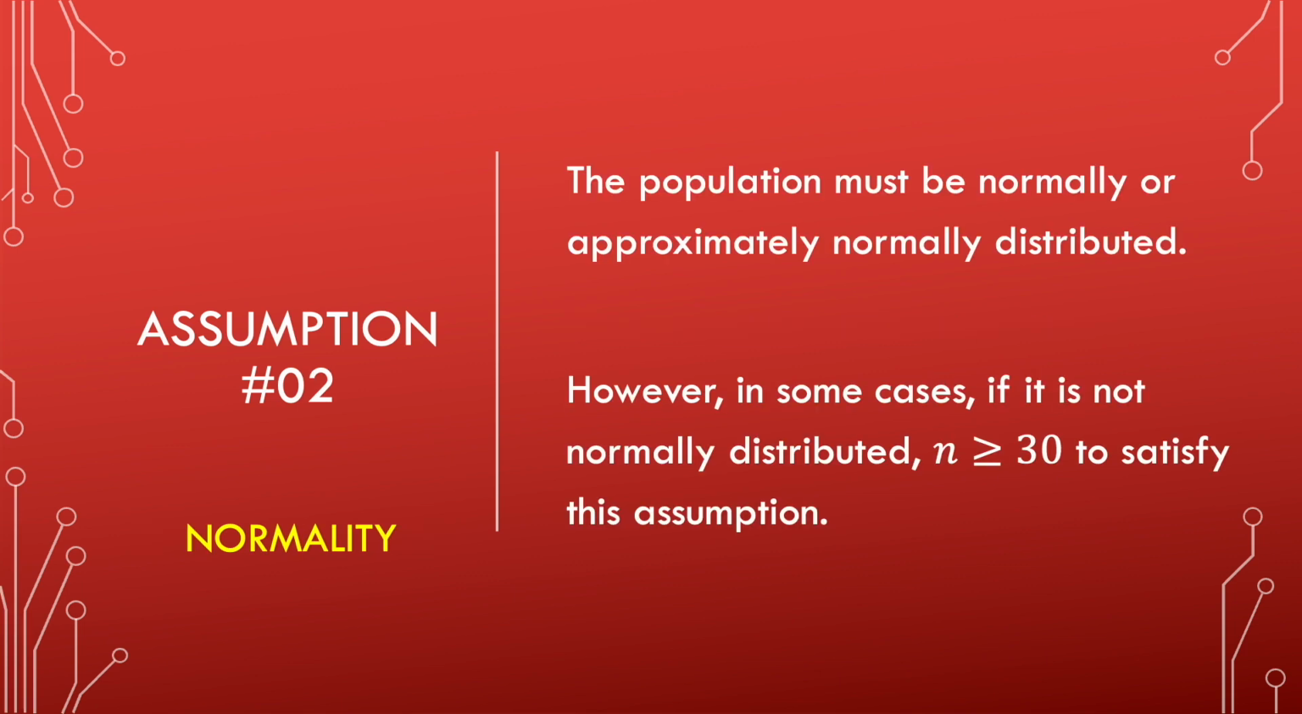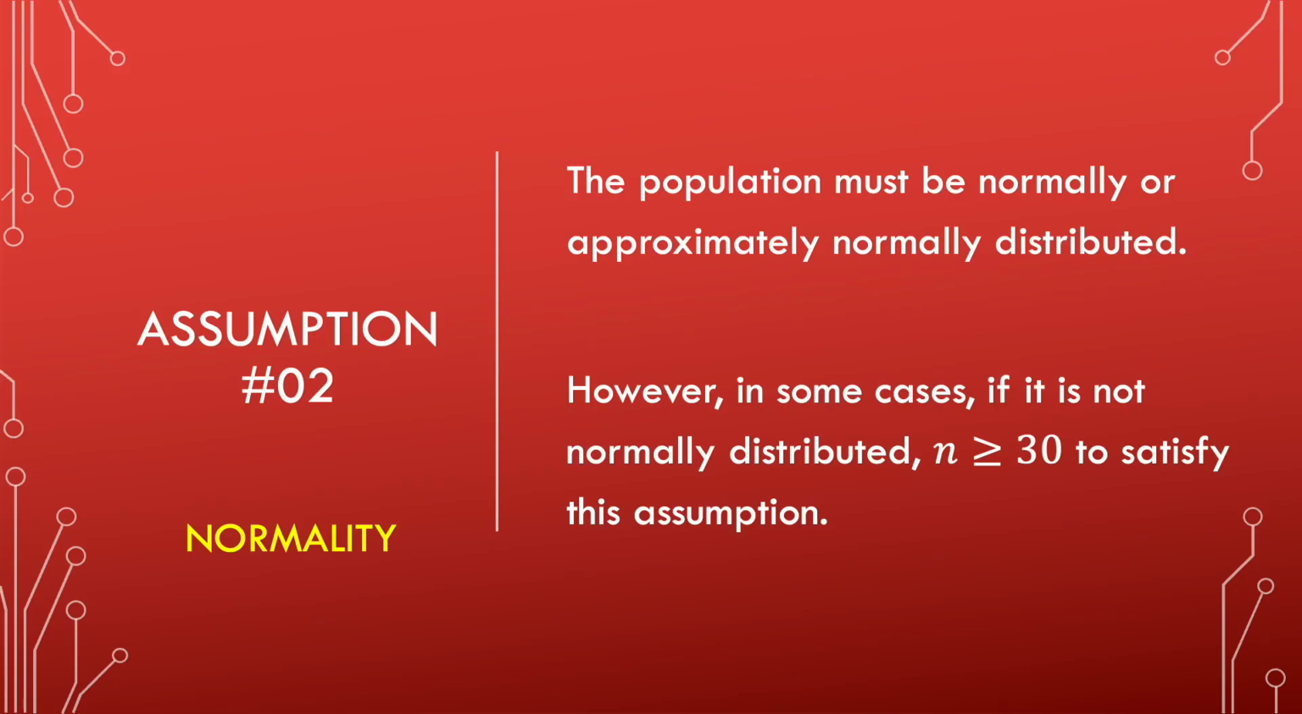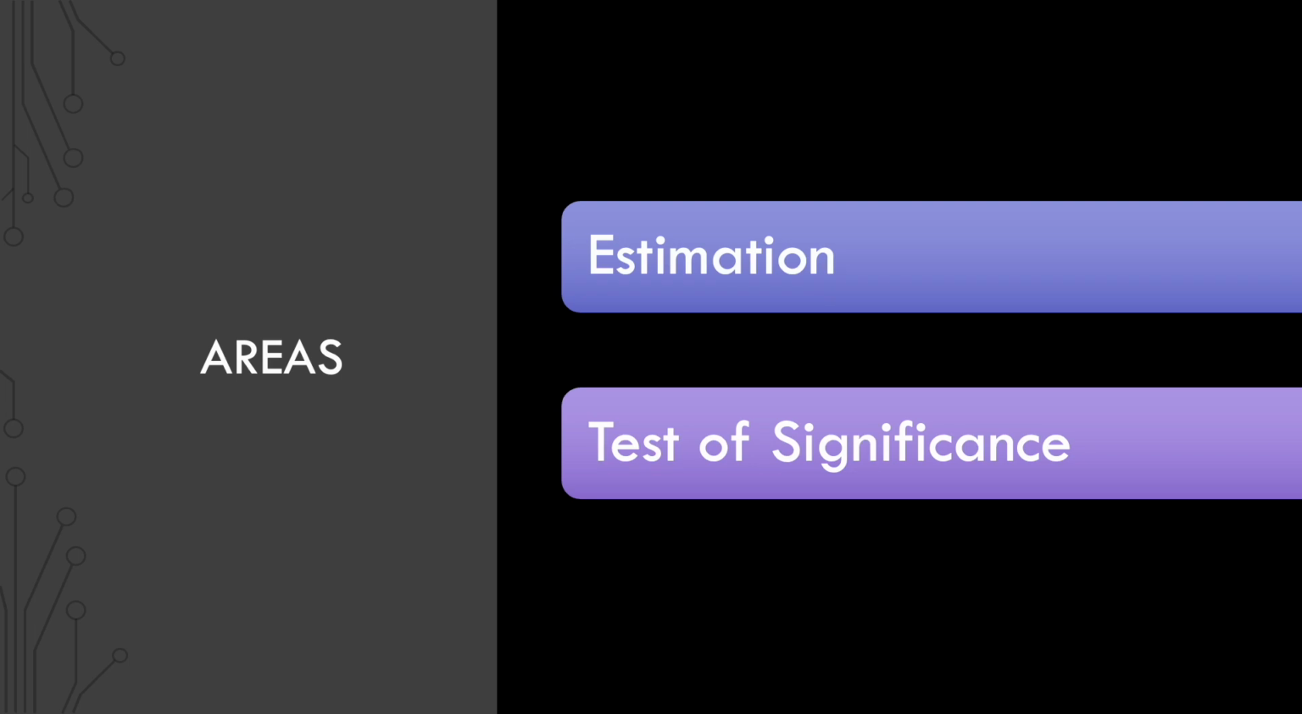The second assumption is that the population must be normally or approximately normally distributed. Meron tayong pang-check dito which is the Shapiro-Wilk test para malaman natin kung normal ba yung distribution ng ating population. However, in some cases, if it is not normally distributed, our sample should be greater than or equal to 30 to satisfy this assumption.